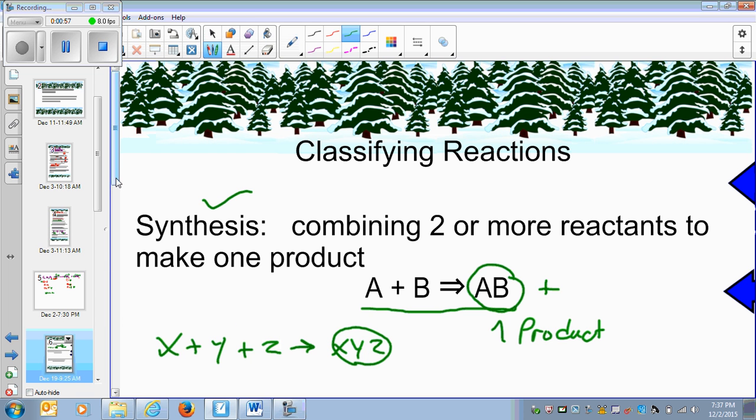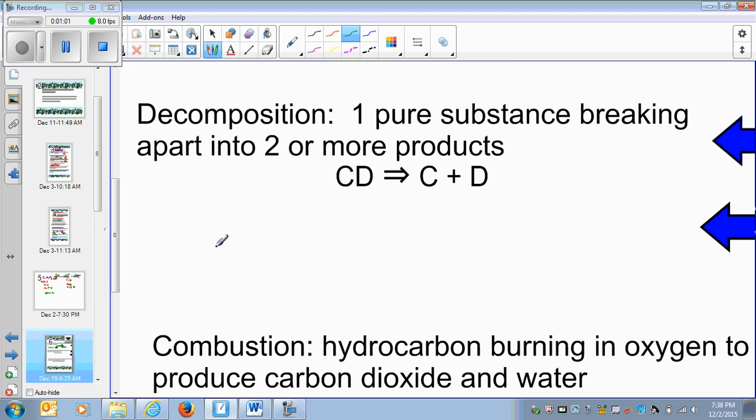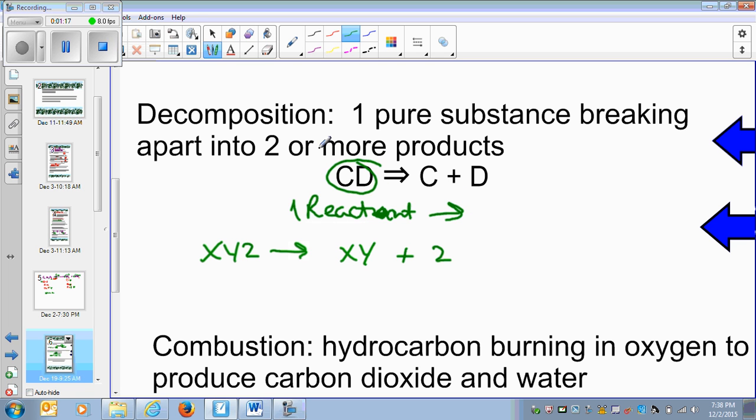The next type of reaction is the opposite of synthesis, where I take only one reactant. I can take this one reactant and split it into multiple products. So if it's only one reactant, it means I was trying to split this apart. That is called decomposition, where one pure substance breaks apart into two or more products.